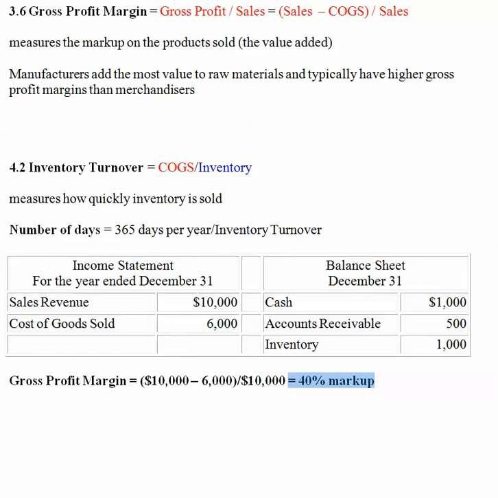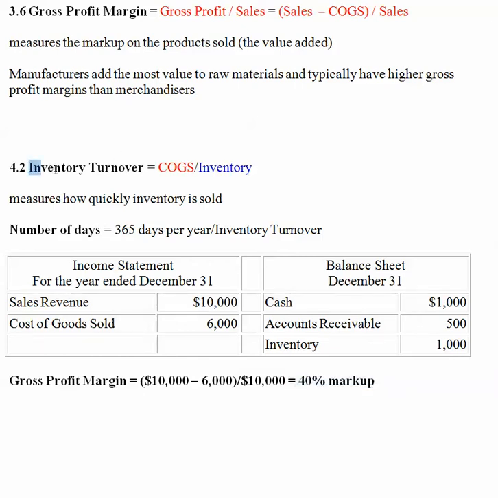Now, you'll be asked in your assessments to identify different types of companies, and in general manufacturers tend to have a higher markup. So if you were looking at, say, a Walmart, it has a very low markup or a very low gross profit margin compared to, say, a manufacturer of industrial equipment or an exclusive jewelry store. So anyways, that's how you do the gross profit margin.